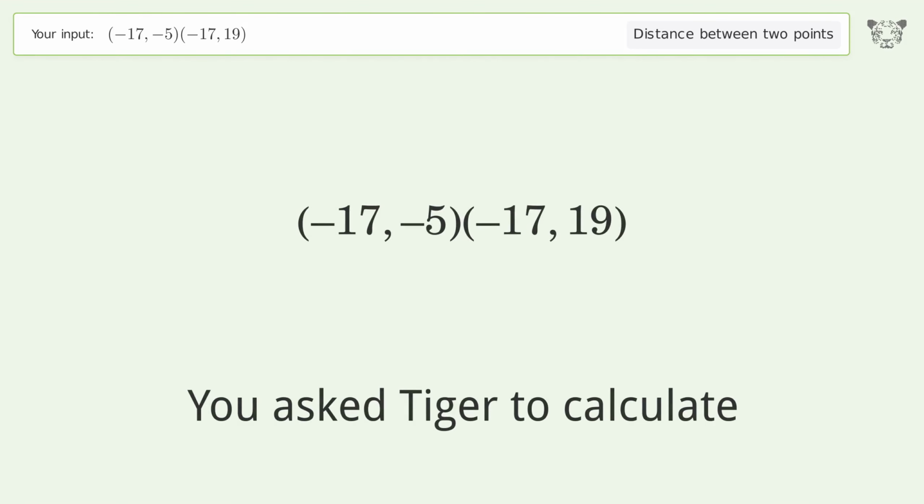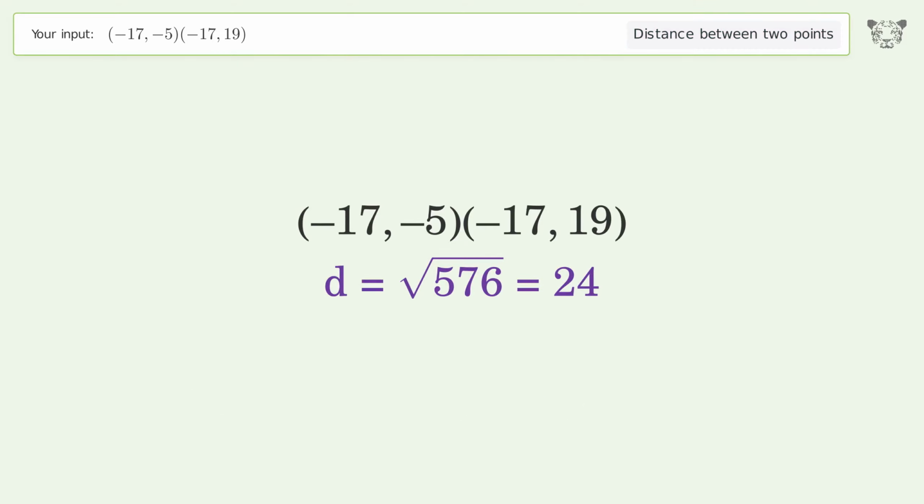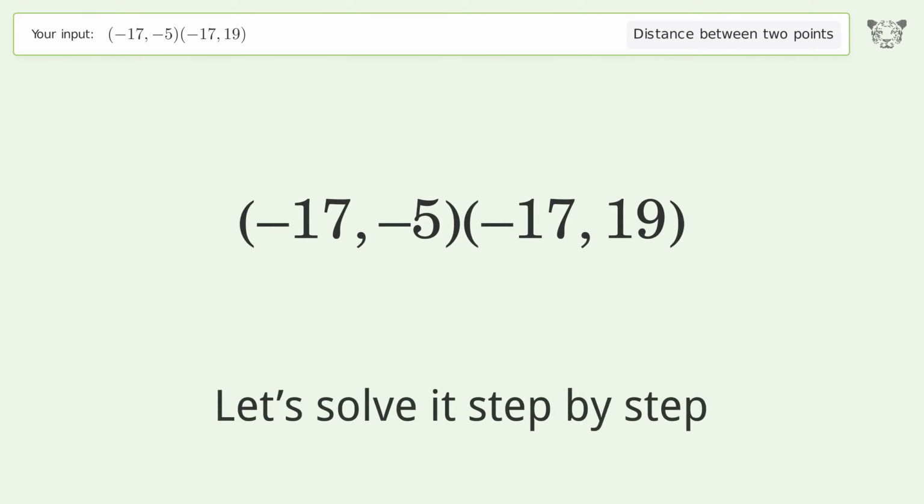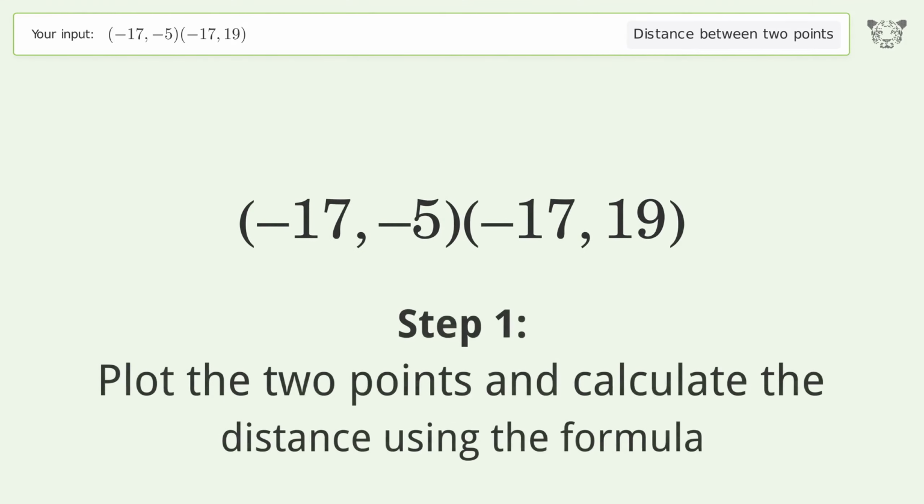You ask Tiger to calculate. This deals with the distance between 2 points. The distance between the 2 points is the square root of 576, or 24. Let's solve it step by step. Plot the 2 points and calculate the distance using the formula.